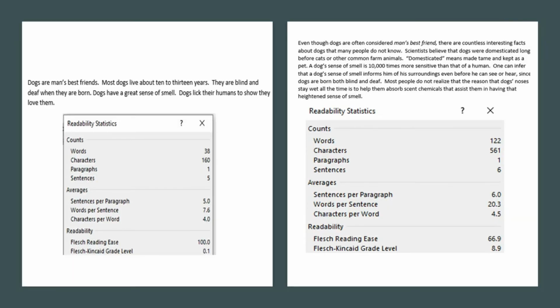Here are the statistics side to side. I went from 38 words to 122 words by following those 6 steps. I also increased my words per sentence from 7.6 to 20.3. That's really something. And I took the grade level of the piece of text that I wrote from a kindergarten level up to almost a 9th grade level, which is just phenomenal.